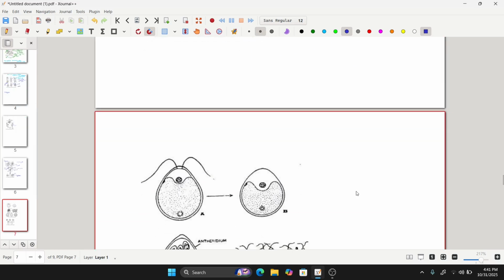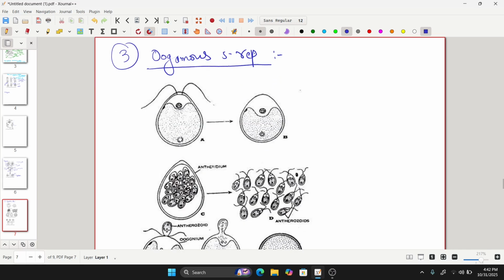And the next way is the oogamous type of sexual reproduction. That is, the third is the oogamous type of sexual reproduction. So in this, this is the vegetative thallus. Let me show you here.